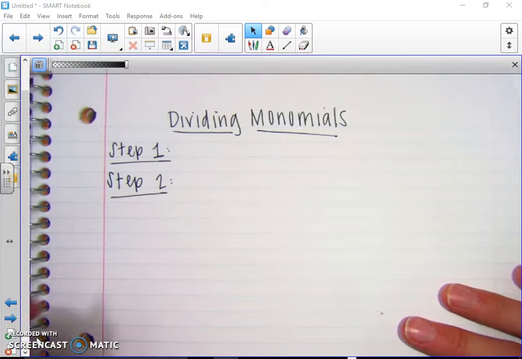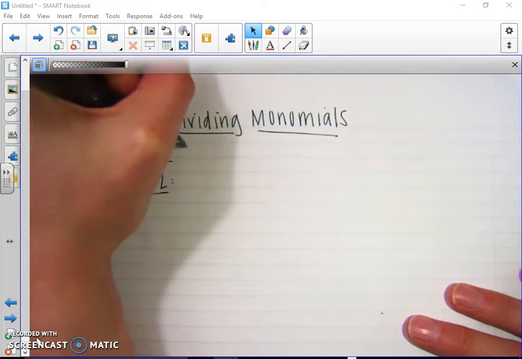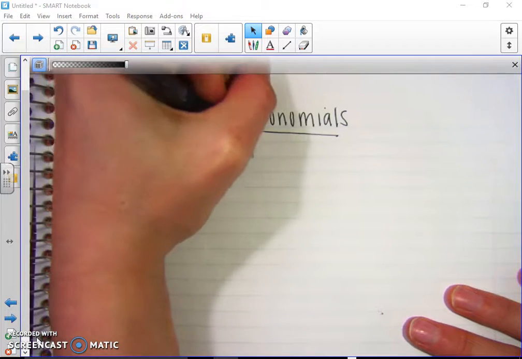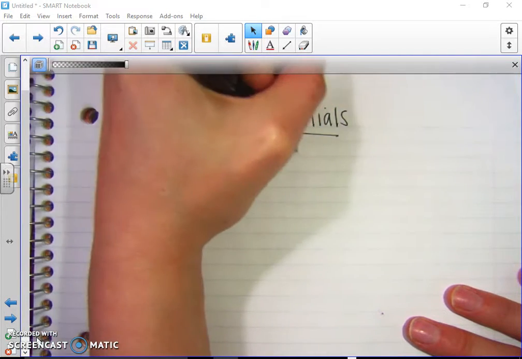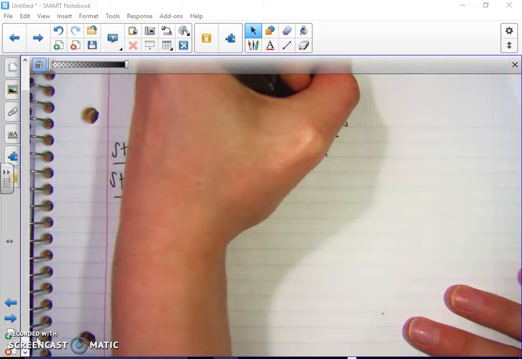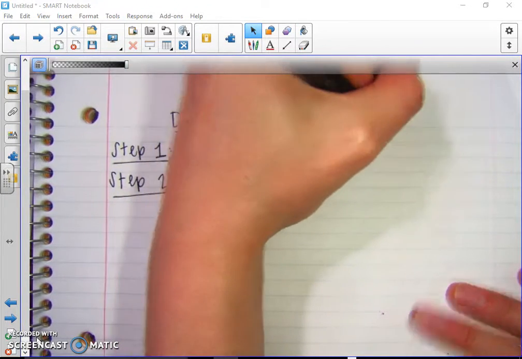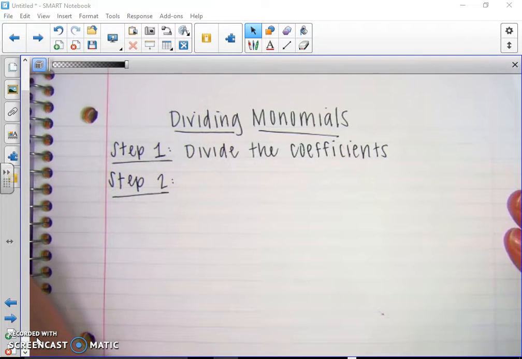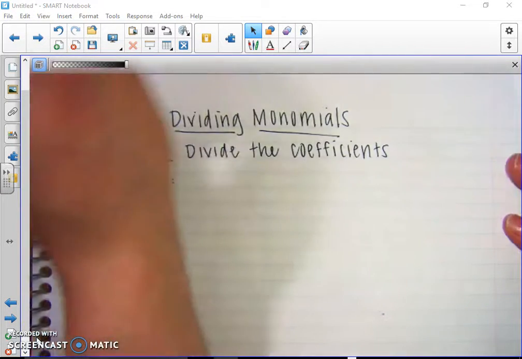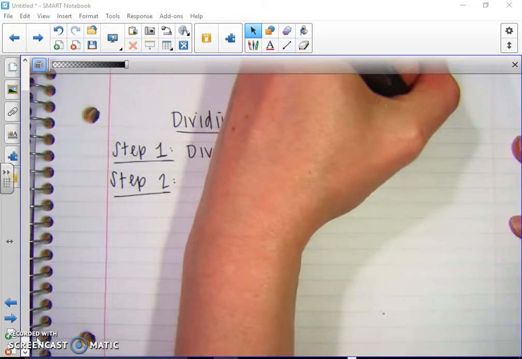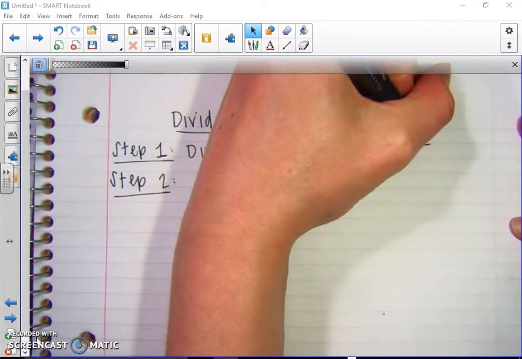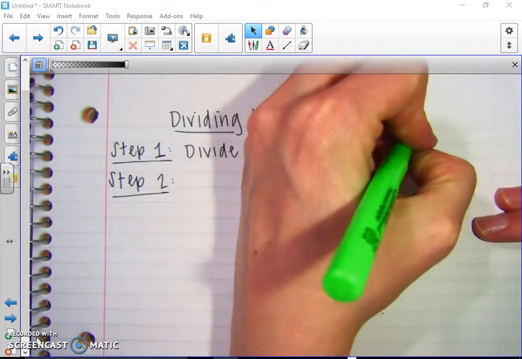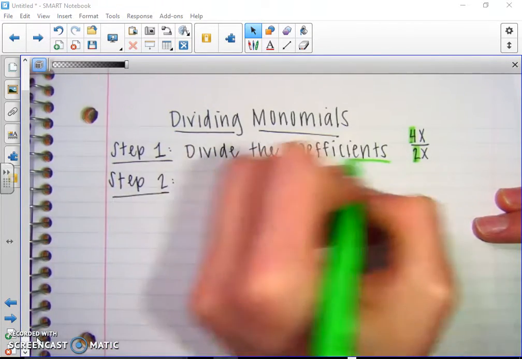So when I'm dividing monomials, the first step I do is I divide the coefficients. Okay, and remember the coefficients are the numbers in front of the variables. So let's say I have 4x divided by 2x. My coefficients are 4 and 2. All right, divide the coefficients.